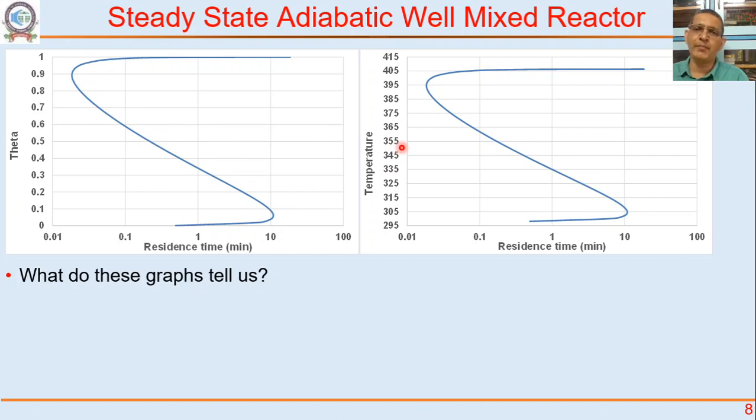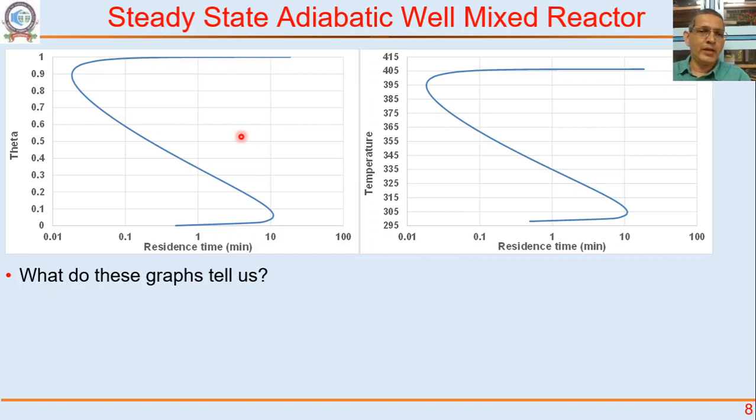Correspondingly, the actual temperature will change. If it is more exothermic, outlet temperature will be still higher. If it is less exothermic, outlet temperature will be lower than this. But in terms of theta, we will have a unique solution. That's the advantage of writing in terms of dimensionless numbers.